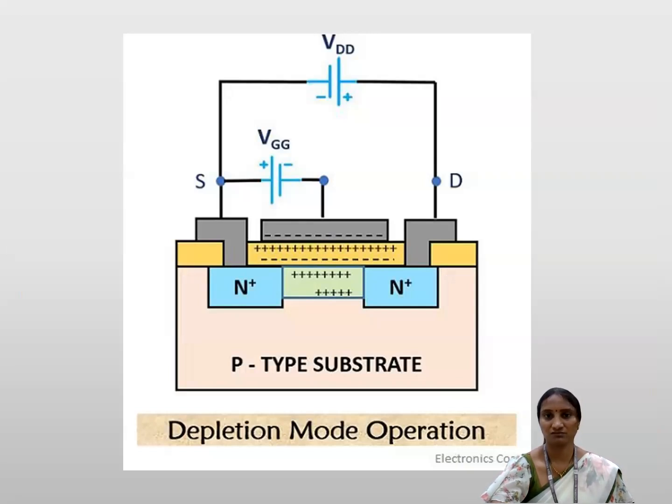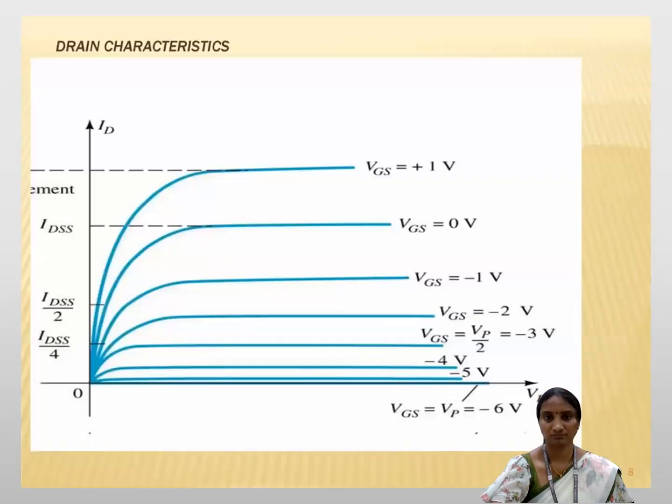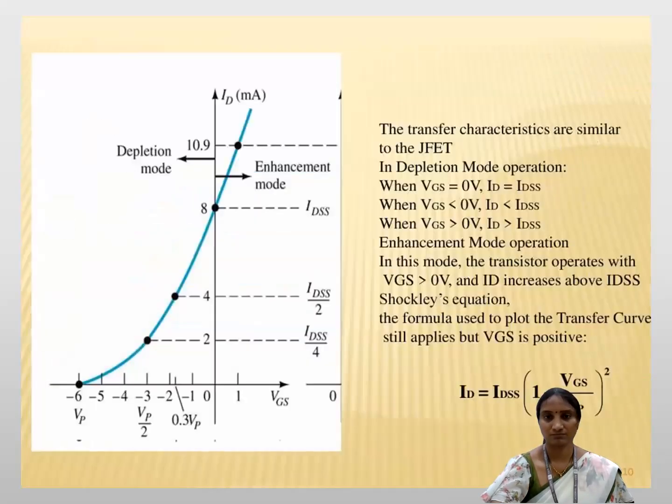VGS is given with a negative voltage and the gate terminal is receiving the negative polarity to the metal. So the inversion layer causes this channel. The charge induced in the channel is this positive charge. And the transfer characteristics are similar to JFET only.